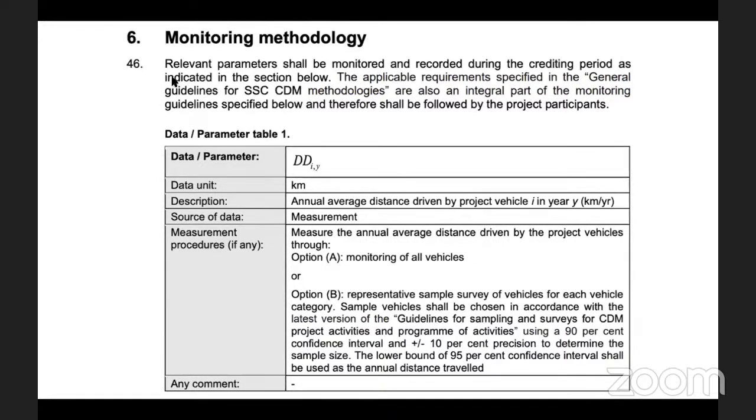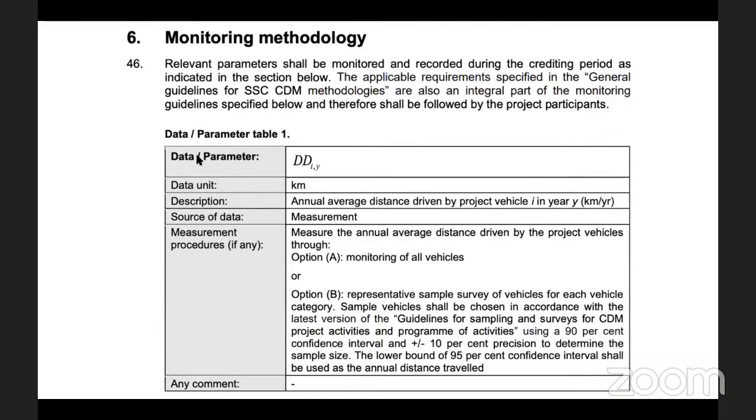Monitoring methodology: relevant parameters shall be monitored and recorded during the crediting period as indicated in the section below. The applicable requirements specified in the general guidelines for SSC CDM methodologies are also an integral part of the monitoring guidelines specified below and therefore shall be followed by the project participants.